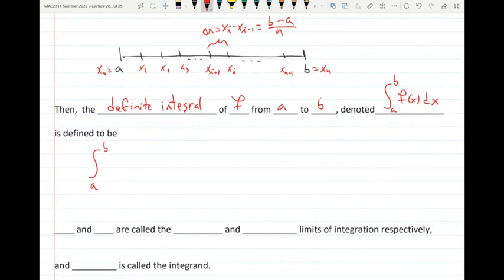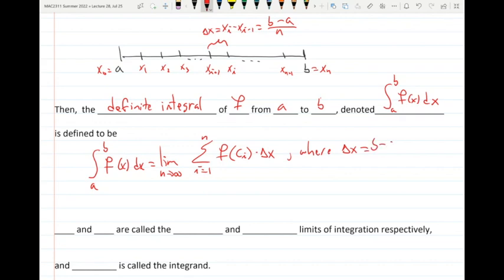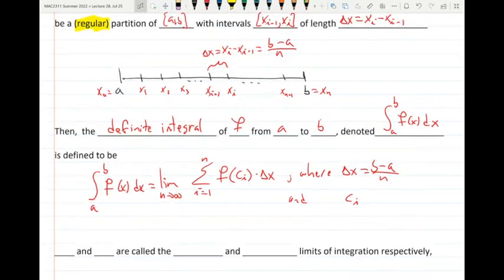It's defined to be, remember, this is a limit. This is the limit as n approaches infinity of the sum from i equals 1 to n of f(ci) times delta x, where delta x is, as usual, (b minus a) over n. Let me explain what this ci is. When we did the example, our ci was the right endpoint of the interval. But as I told you, you could take the left endpoint. In fact, you can take whatever point you want in here.